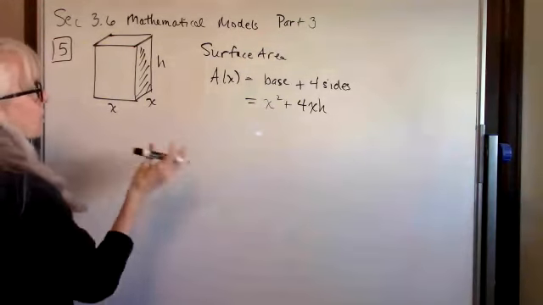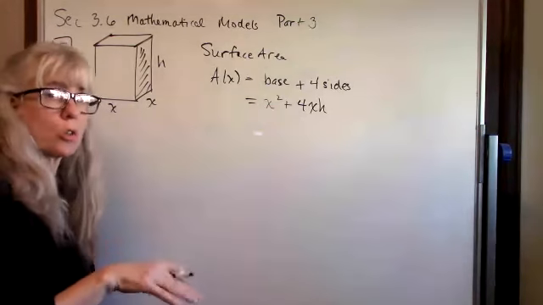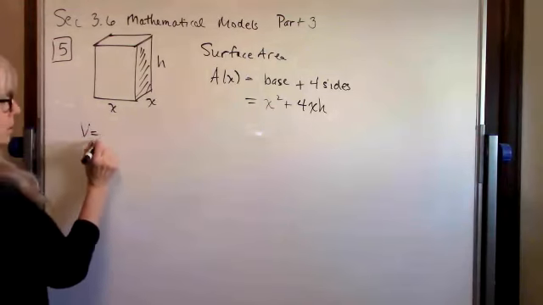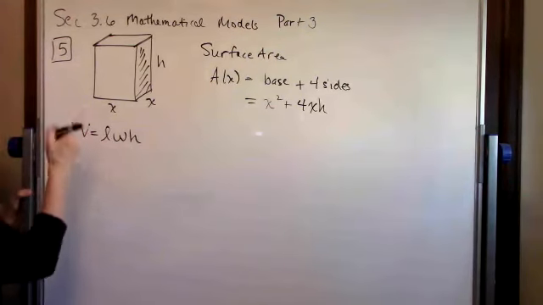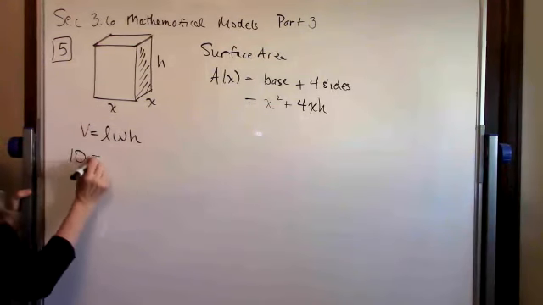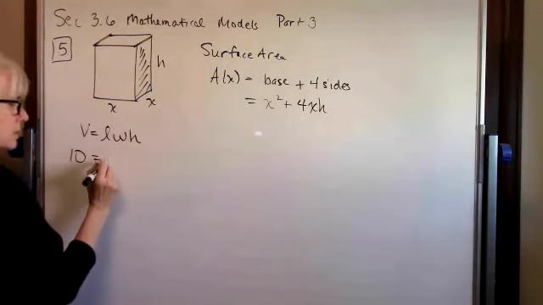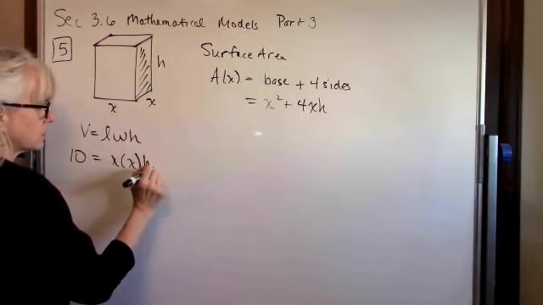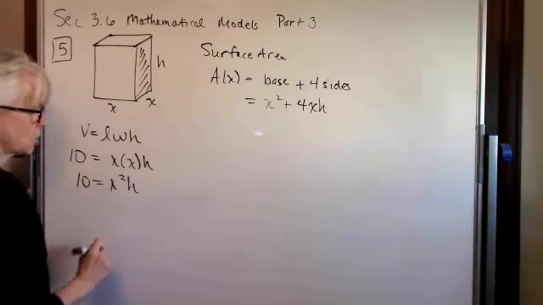I'm going to come back over here. The only piece of information we haven't used yet is the fact of how much volume this box needs to hold. So we know that the volume of a rectangular solid is the length times the width times the height. We know for our picture that volume is 10. So now we just need to pick up the variables that we've got. Our length is x. Our width is also x. And our height we used h. So 10 is equal to x squared h.